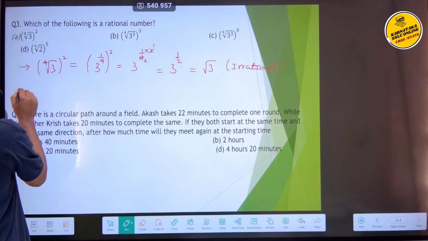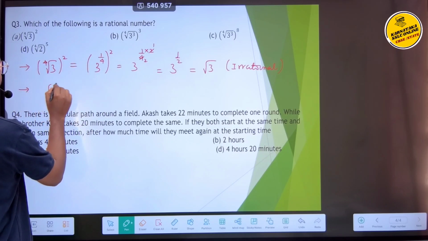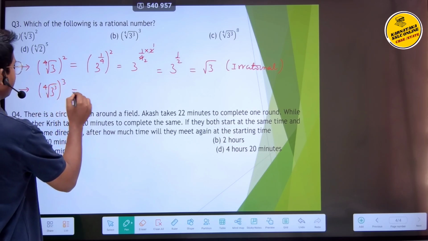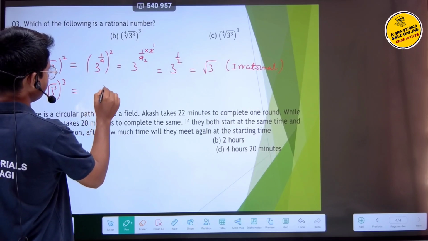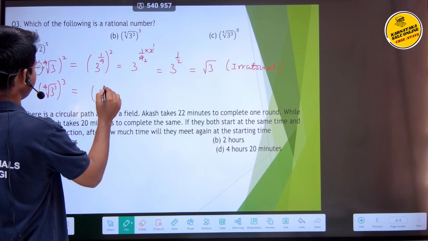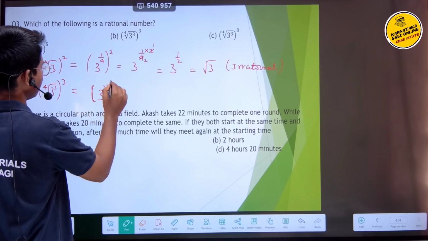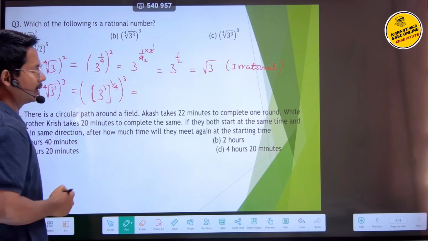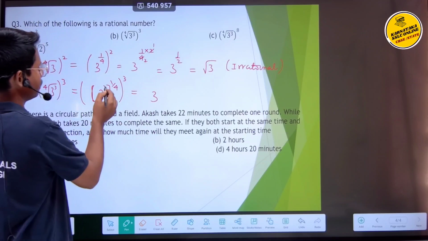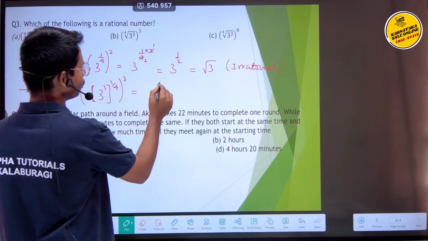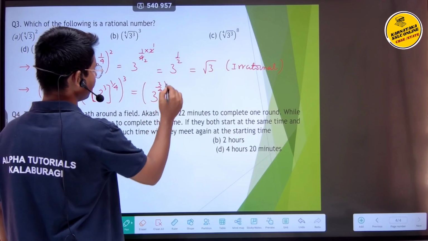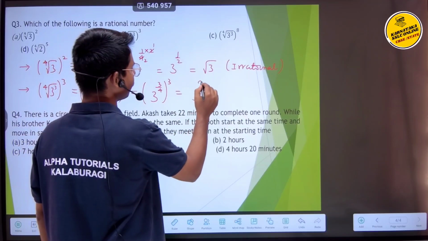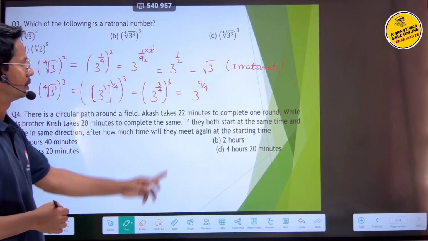Now option B: fourth root of 3 cube, to the power 3. So again I'll write 3 cube as it is, and fourth root I'll write 1 by 4, and then again it is to the power 3. So I'll multiply inside. So it is 3 to the power, 3 into 1 by 4, it is going to be 3 by 4, to the power 3. Further it is going to be 3 to the power 3 into 3, 9, so 9 by 4. Okay, so it's a fraction.